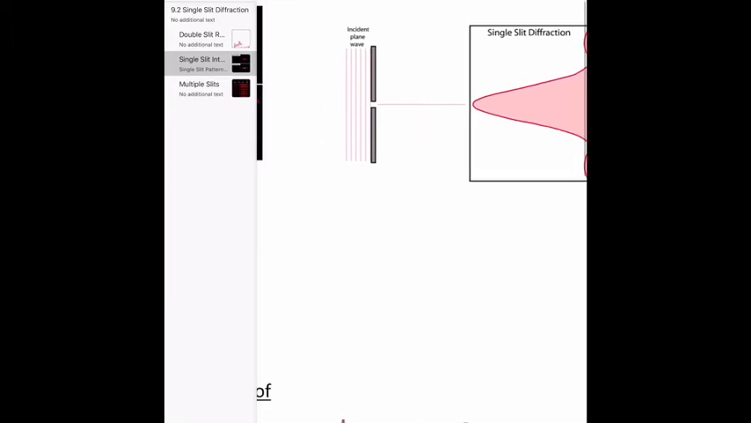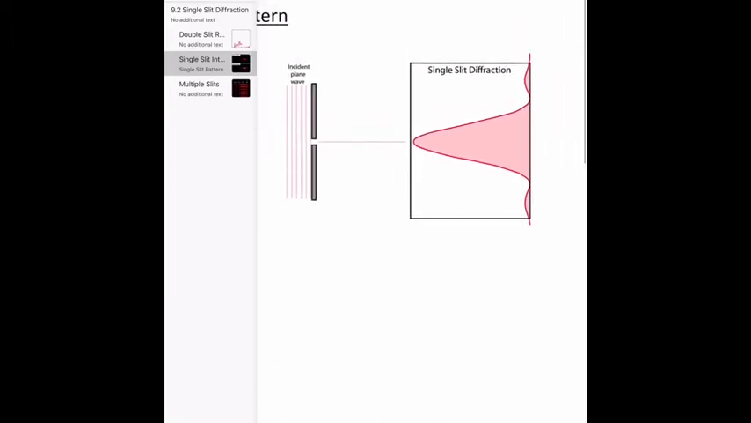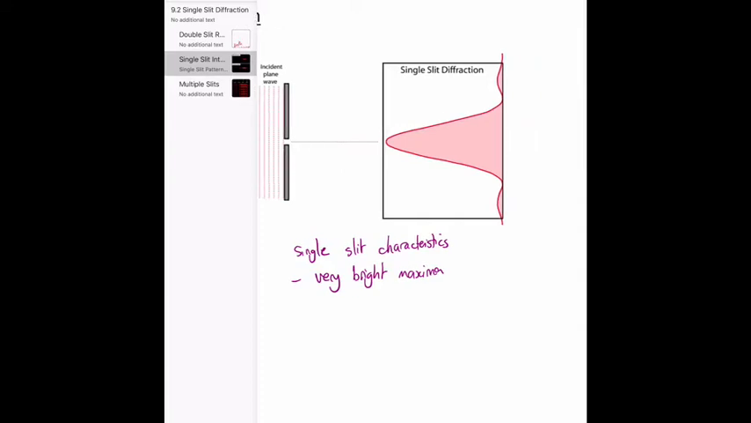Okay, so let's take a look at this now. So this is my single slit interference pattern. Now, it's got some main characteristics that you guys need to be aware of. So we're going to just talk about those now. So firstly, one of the most striking things is that we've got this really, really big central maximum. So very bright central maximum. So right in front of the single slit, we get a really bright bit. And that drops off quite steeply.